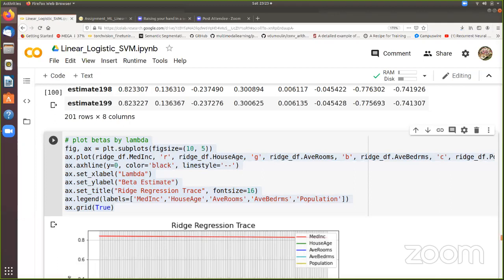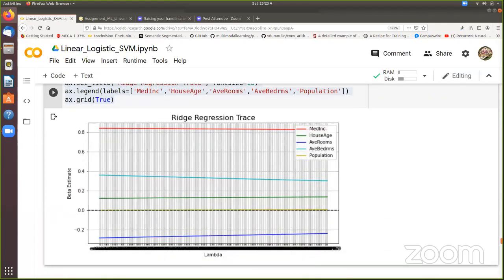So here, if we plot them, you can see when we increase lambda, the weight of this median income feature doesn't change, which means that this feature affects the model the most. And we saw that when we computed the correlation between the features and this output. While, for example, this feature, population, doesn't affect the model at all, so the weights are always zero. You can see that for some of the features, the importance will be reduced as lambda increases.